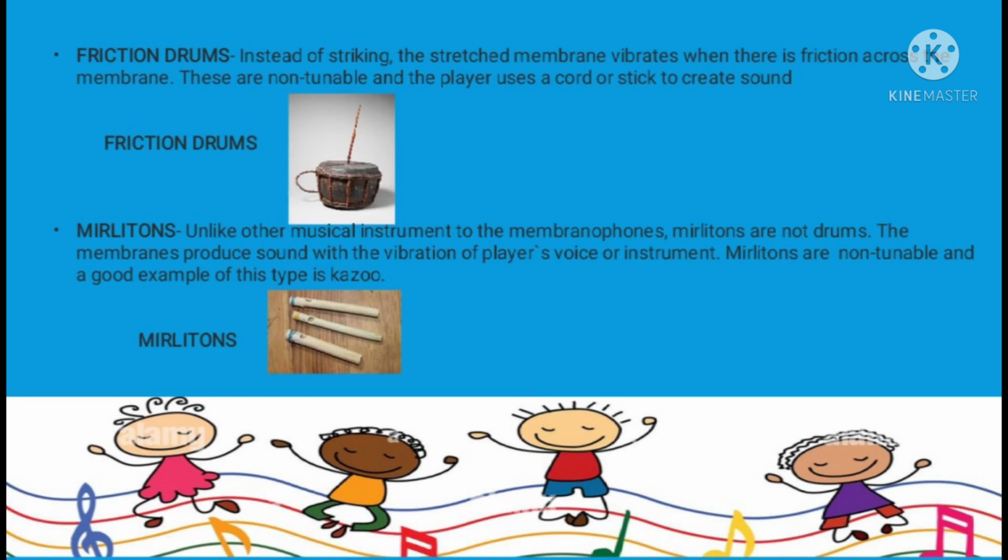Number 3. Friction drums. Instead of striking, the stretched membrane vibrates when there is friction across the membrane. These are non-tunable, and the player uses a cord or stick to create sound. Number 4. Mirlitons. Unlike other musical instruments in the membranophones, mirlitons are not drums. The membranes produce sound with the vibration of the player's voice or instrument. Mirlitons are non-tunable, and a good example of this type is the kazoo.